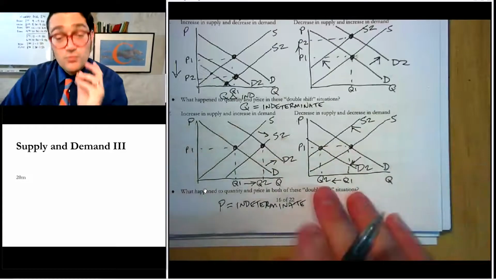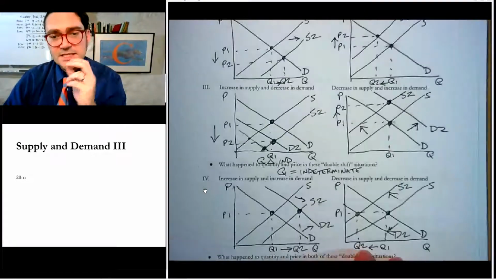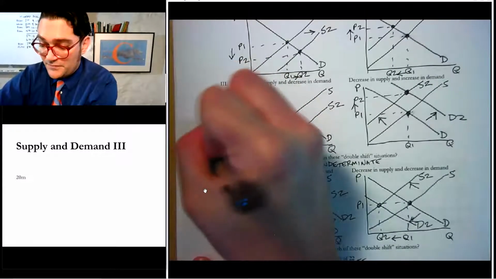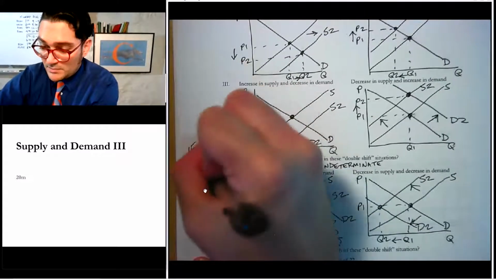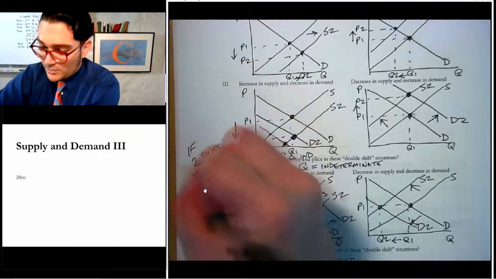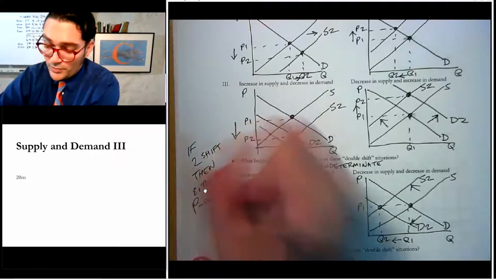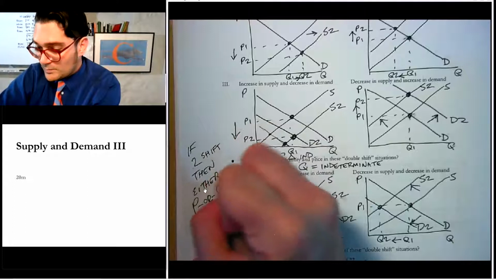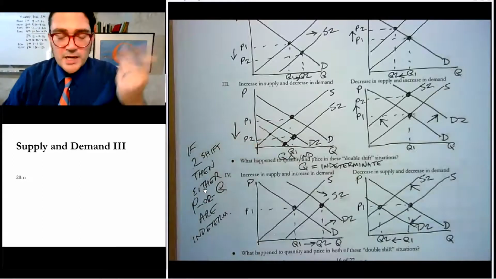So here's a quick rule of thumb: if you have a double shift, if two curves shift, then either P or Q is indeterminate. Like one of the two, you're not going to be able to tell.